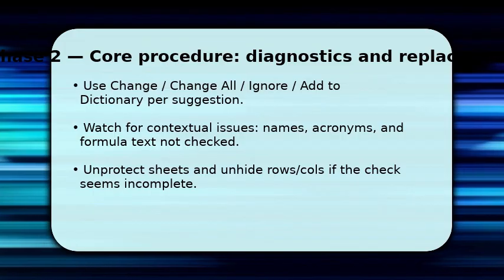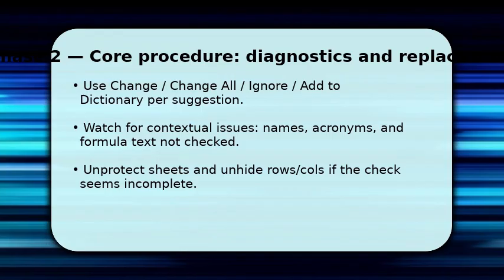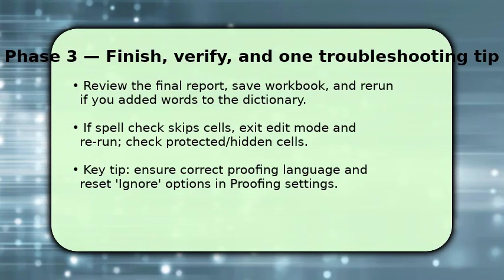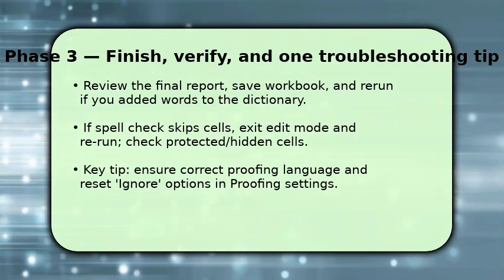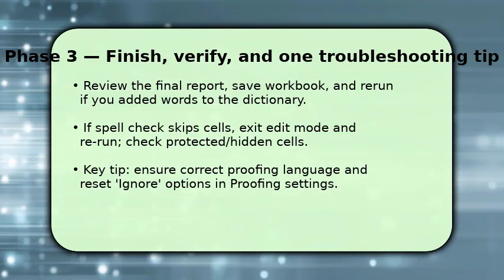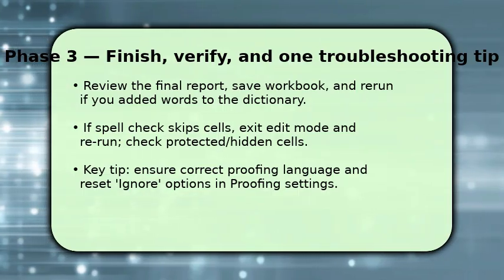Once done, move through the list calmly and use change all sparingly. Sometimes context matters, and automatic replacements cause mistakes. Finish by reviewing each change Excel made and save the workbook when you're satisfied. Once complete, rerun spell check if you added words to the dictionary or changed large ranges.